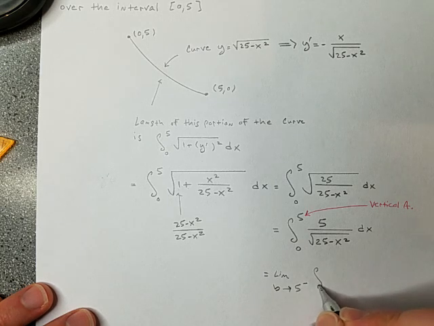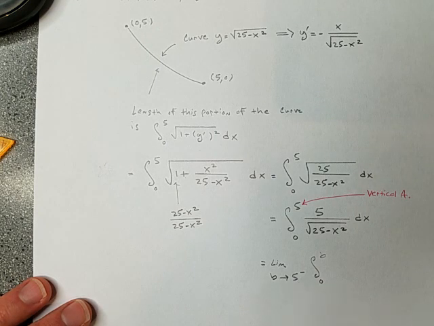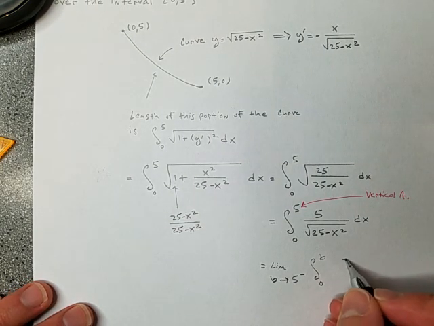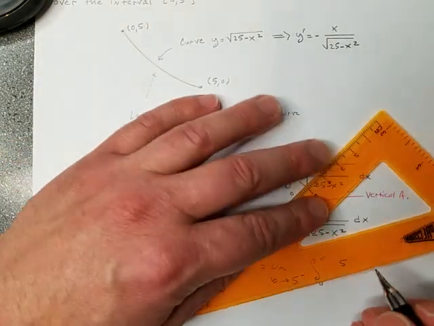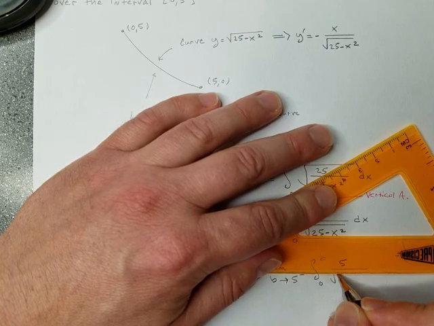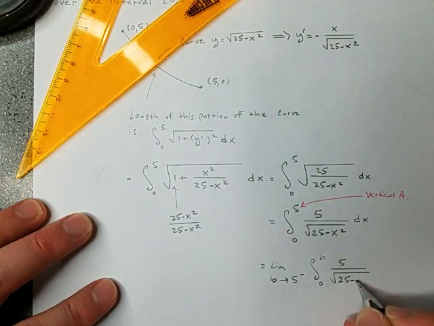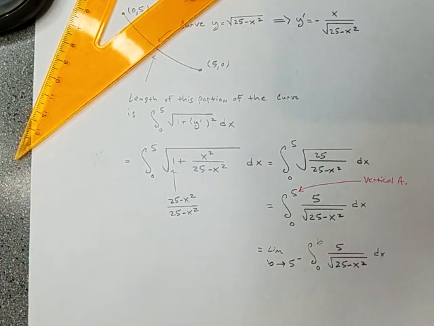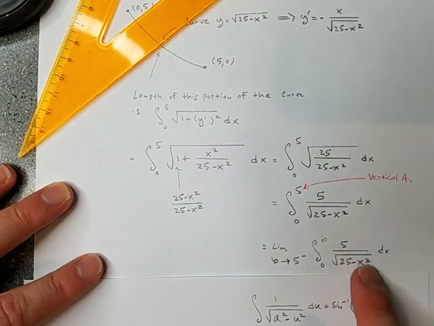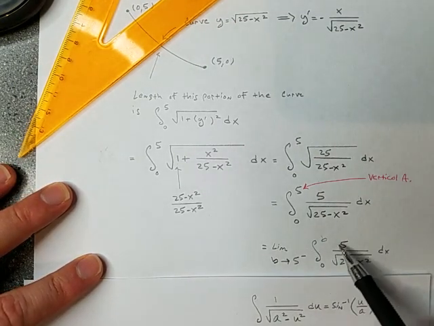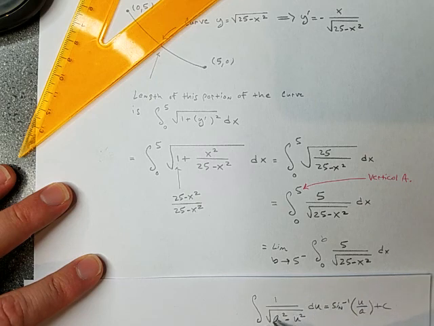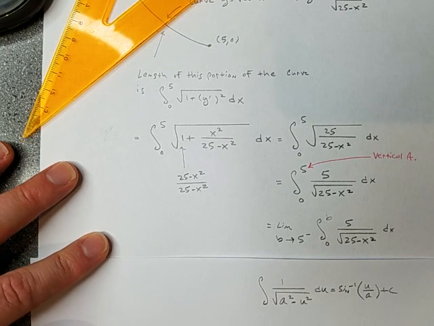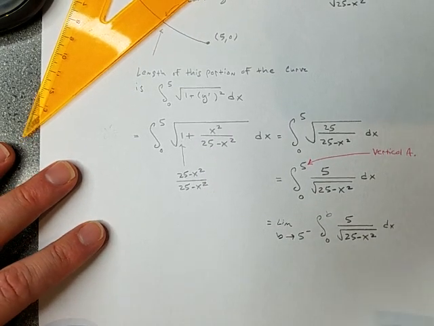I want to do the integral from 0 to b, and I want to have b go to 5 from below. Okay? And then I'll get 5 over root 25 minus x squared. Okay, that's how I'm going to do it. Now I have my answer for this one. If I factor out that 5 right there, then I have the antiderivative 1 over root 5 squared minus x squared. Here the variable is u, there the variable is x, and they make a direct comparison to each other otherwise. So let's do this.